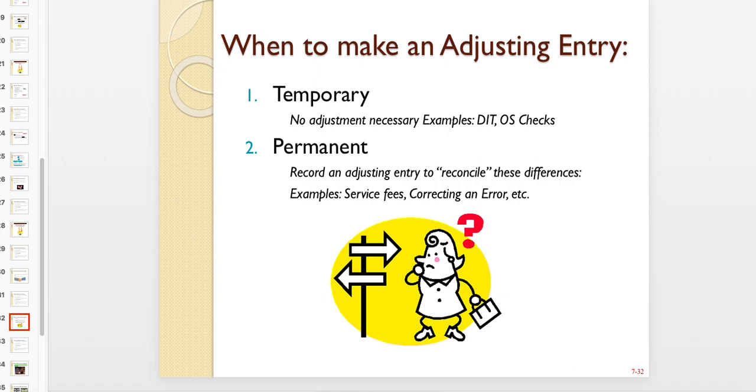Another thing that we need to adjust for is if we need to correct an error. So if we recorded something too high or too low, we need to fix that. It's not going to resolve on its own.